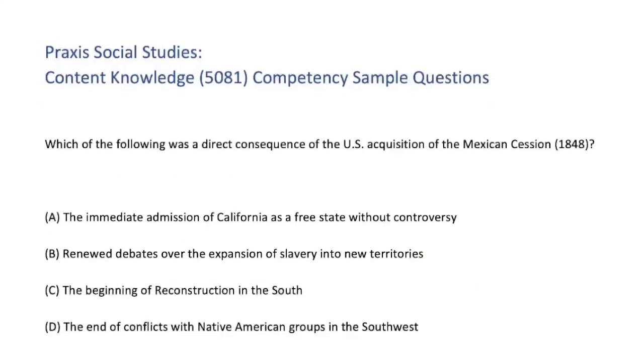Which of the following was a direct consequence of the U.S. acquisition of the Mexican Cession, 1848? Would it be A, the immediate admission of California as a free state without controversy? B, renewed debates over the expansion of slavery into new territories? C, the beginning of Reconstruction in the South? Or D, the end of conflicts with Native American groups in the Southwest?